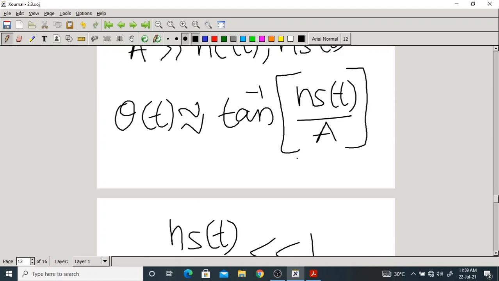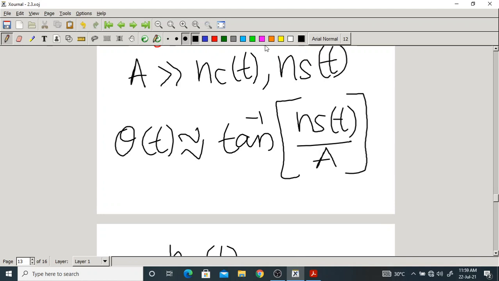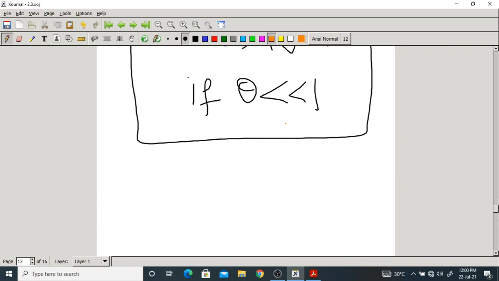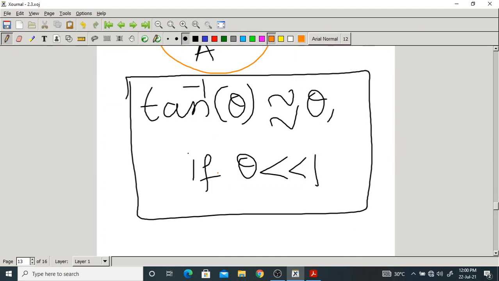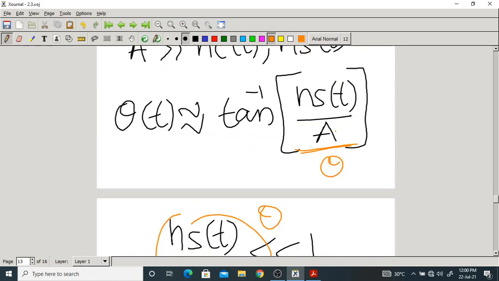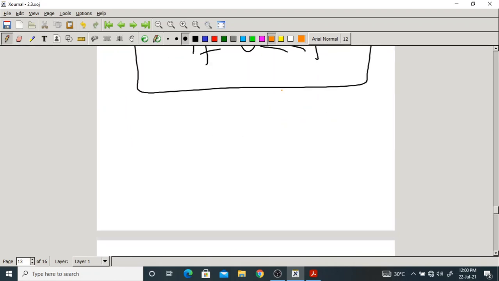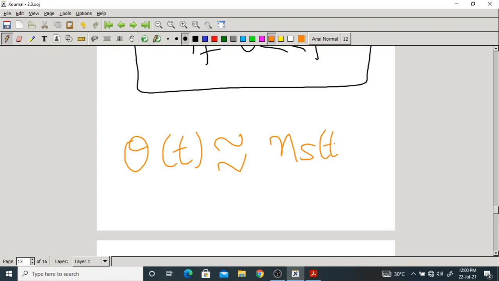Here, what is theta here? This is theta or phi, whatever you call. This is theta. What is theta now? This theta is very, very small. If it is so, then what happens? So tan inverse theta will be equal to theta, which means this quantity is equal to just this quantity. Obviously, angle theta of t is approximately equal to ns of t by A. Okay.